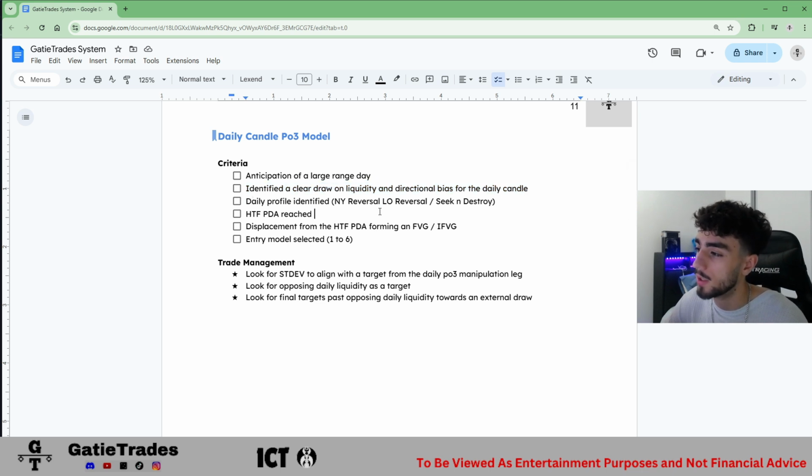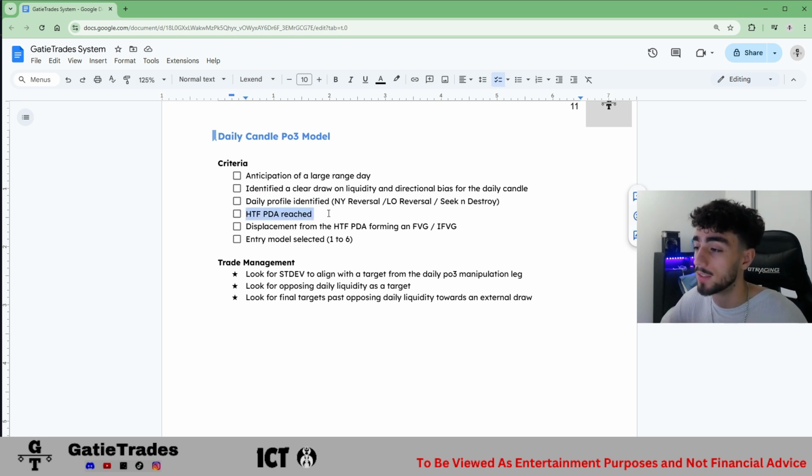After I have this drawn liquidity, I need to be able to identify the daily profile. There are only 3 profiles I use, and that's going to be the New York reversal, the London reversal, and the seek and destroy profile. Those are the 3 that I trade. If I can't identify any of those 3, I will not be using this model in my trading day.